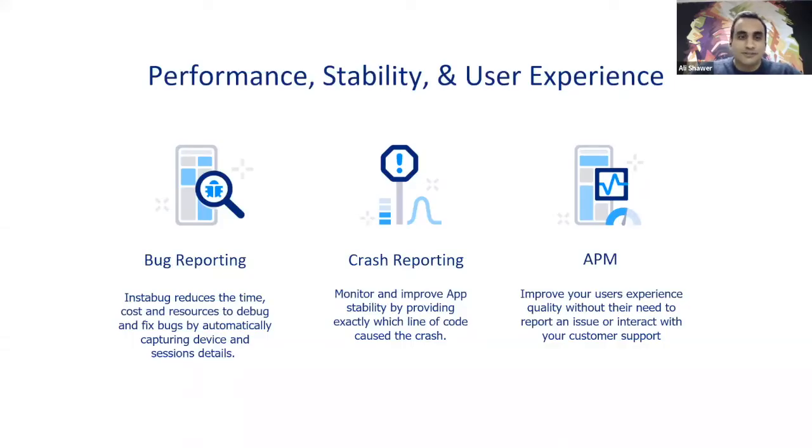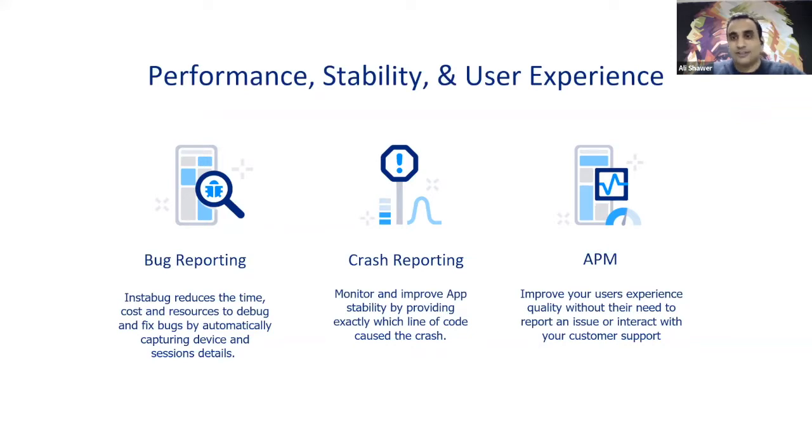We have 3 main products: bug reporting, crash reporting, and APM. Bug reporting is the longest-running product we've had, and it really reduces the time and cost by getting very thorough bug reports with all the metadata that you may need to actually reproduce and know exactly what happened to the user, fix that issue, and release with confidence.